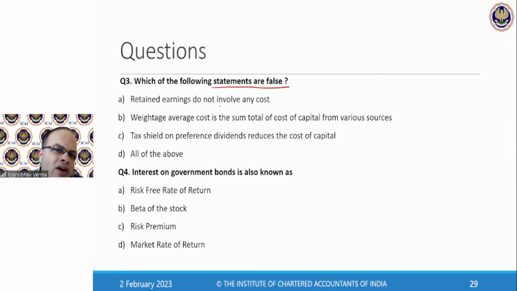Retained earnings do not involve any cost. They involve the cost, so this is not correct. It is an implicit cost. Weighted average is the sum total of cost of capital. No, it has to be a weighted average applied. Tax shield on preference dividends reduces the cost of capital. Trust me, there is no tax shield on preference dividends. They're not taxable. So hence the correct answer had to be D, all of the above. So all the statements are false.